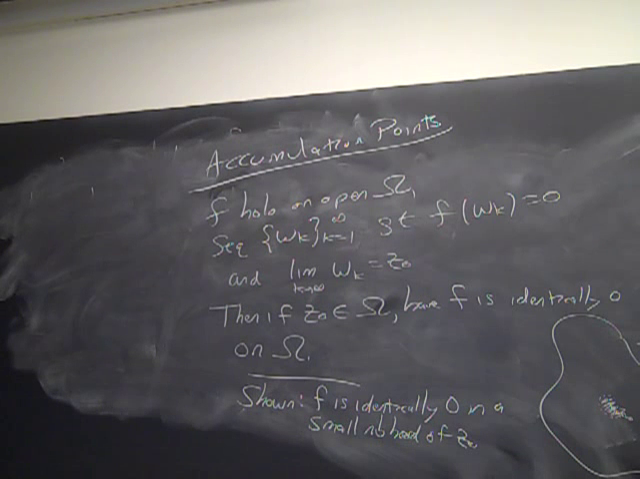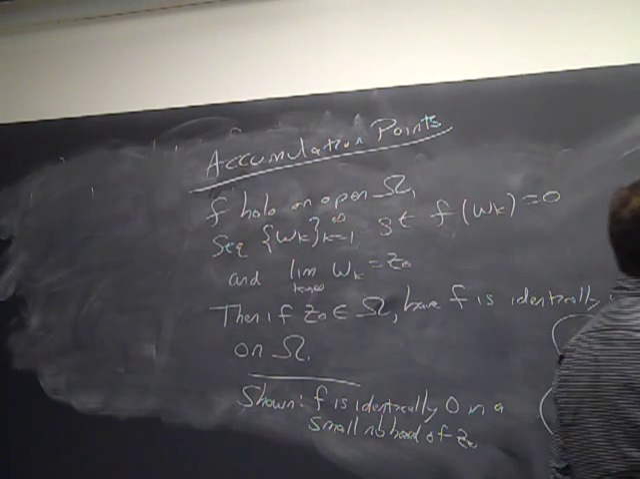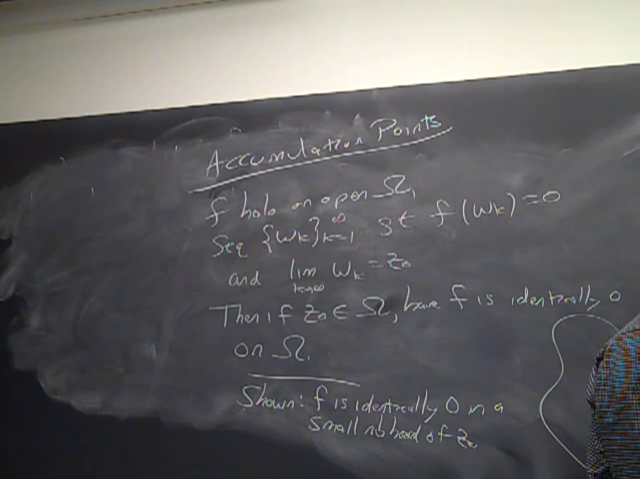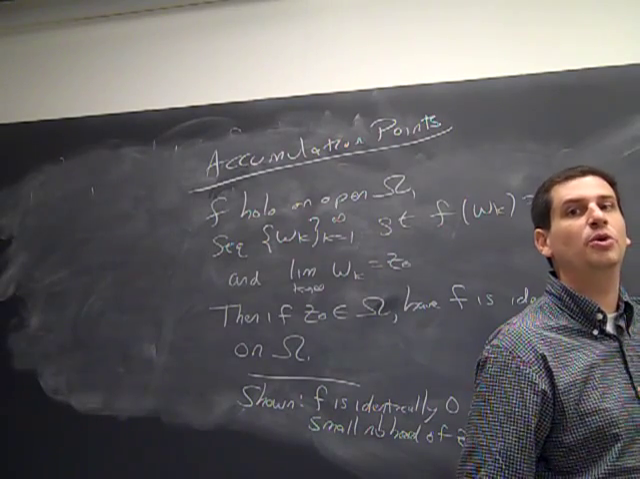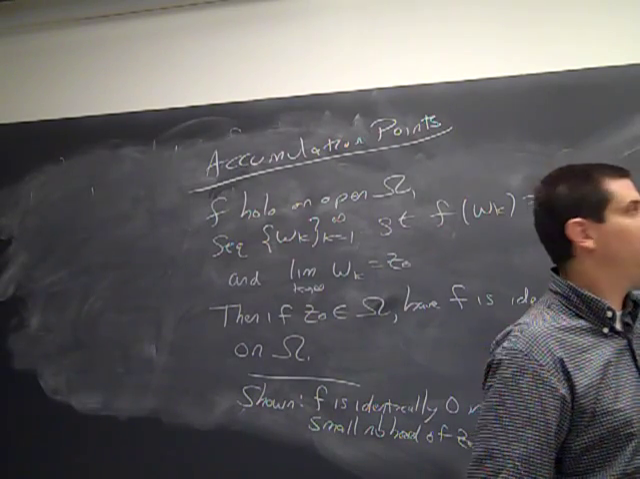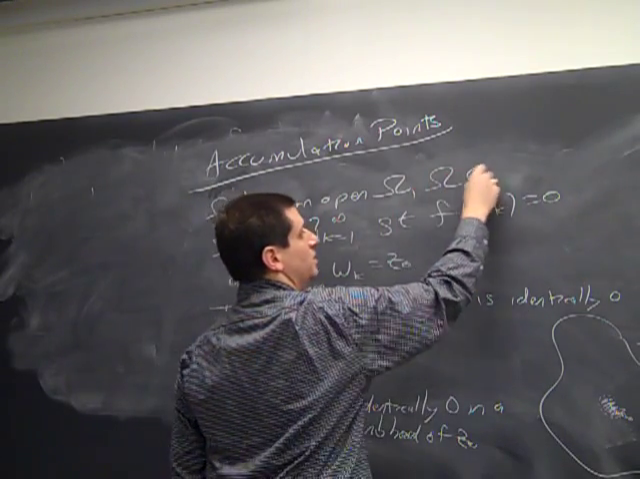Do I have a sequence of points that accumulate? Yes. And so this would be a counterexample. The idea here is, not surprisingly, the function is identically 0 in a small neighborhood about a point. And then that would expand to this entire connected component. But it would not expand to all of omega. So we need to add that omega is connected.